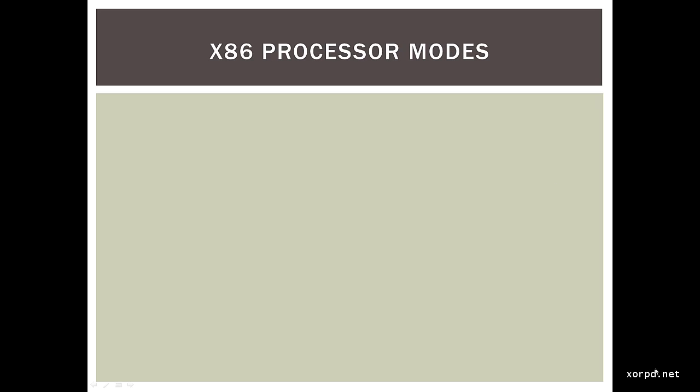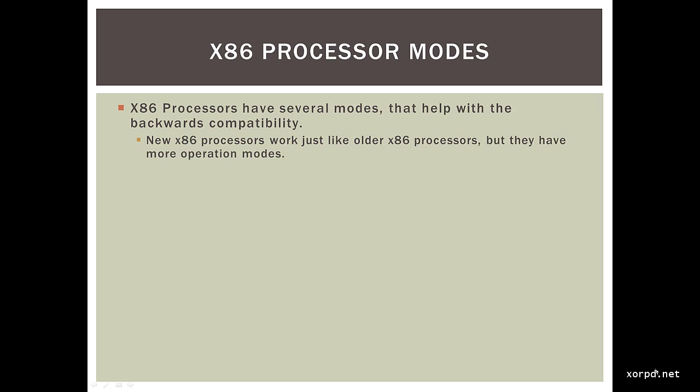x86 processor modes. x86 processors have several modes that help with the backwards compatibility. New x86 processors work just like older x86 processors, but they have more operation modes. The idea of preserving backwards compatibility and making every new processor work just like the older one, but adding just a few features, is mostly hard. The idea of modes really helps with it.